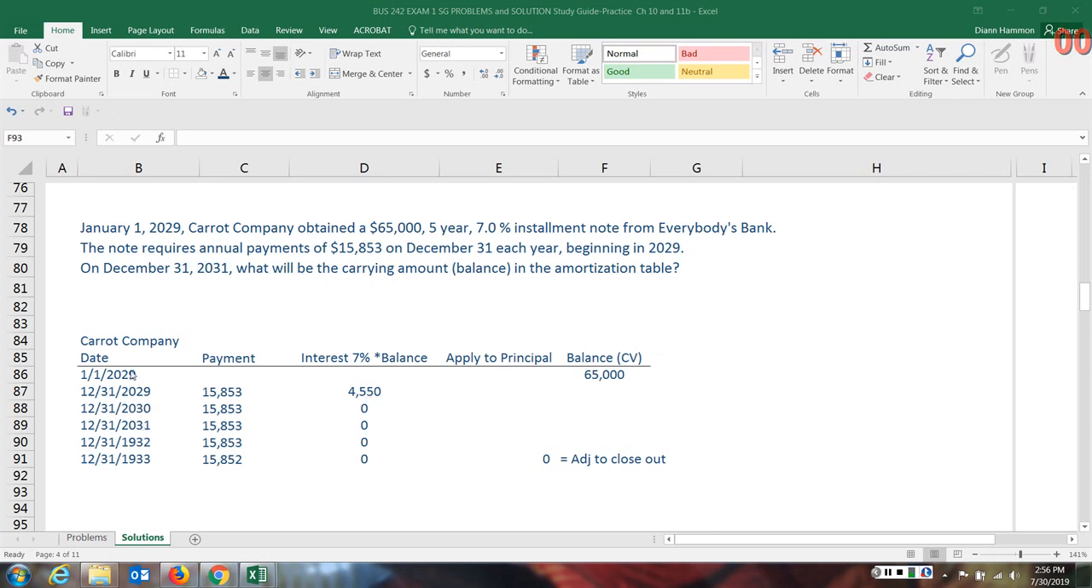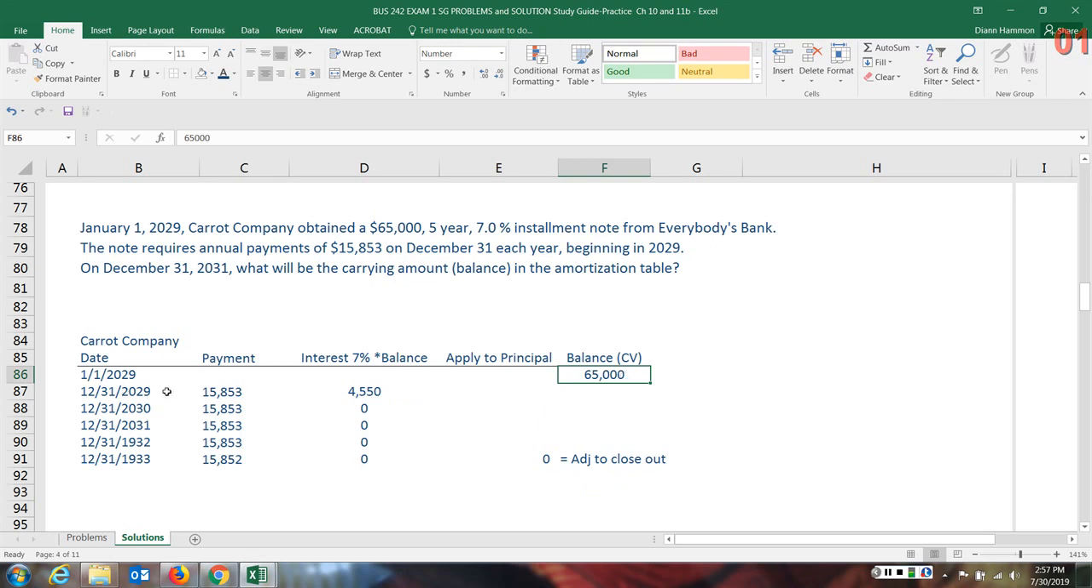So we start with the dates and the amount of the payment. Note the payment is the same for every year except the very last year. It could be a little different because we'll adjust to close out the loan at that point. Interest rate is going to be 7% multiplied times the carrying value, which is going to be the balance of the note. Some portion of the payment will be applied to interest, some portion will be applied to principal. So initially we will have $65,000 full amount as the balance.